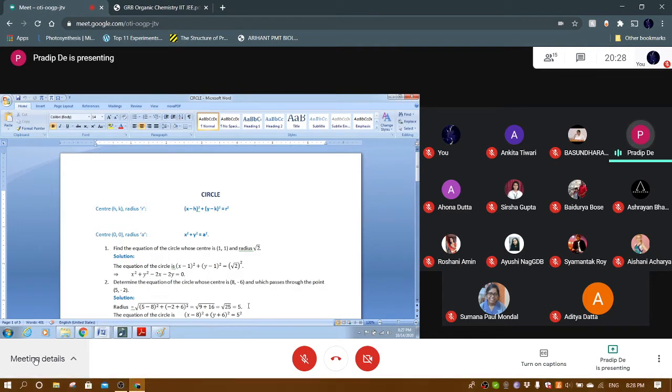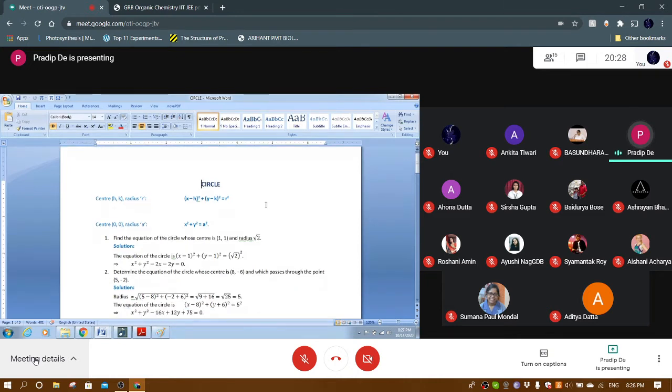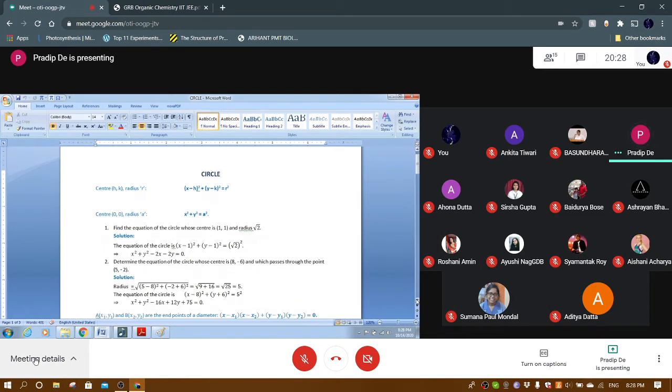Once we know that the radius is 5, now the equation of the circle using the first formula is x minus h whole square plus y minus k whole square. Here h is equal to 8, k is equal to minus 6. So x minus 8 whole square plus y plus 6 whole square is equal to r square. R is 5, so 5 square. Simplify, get the answer.